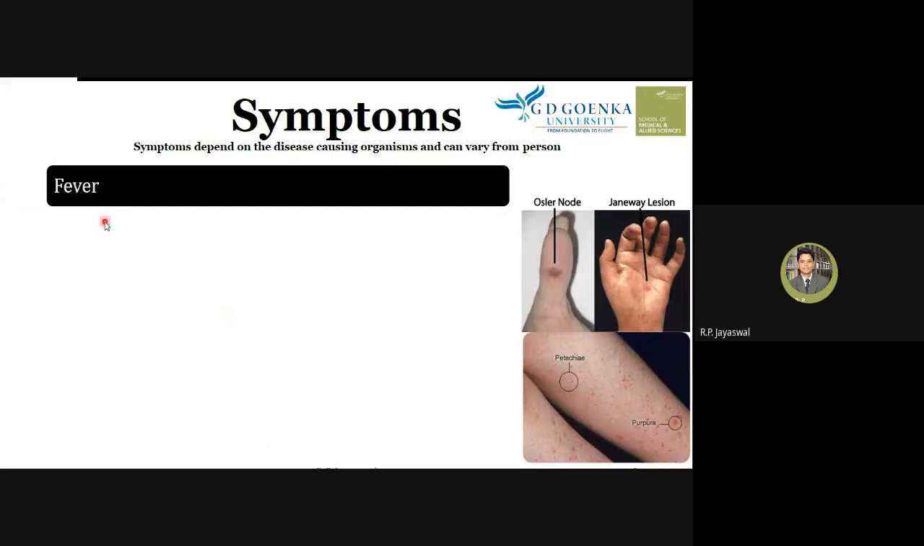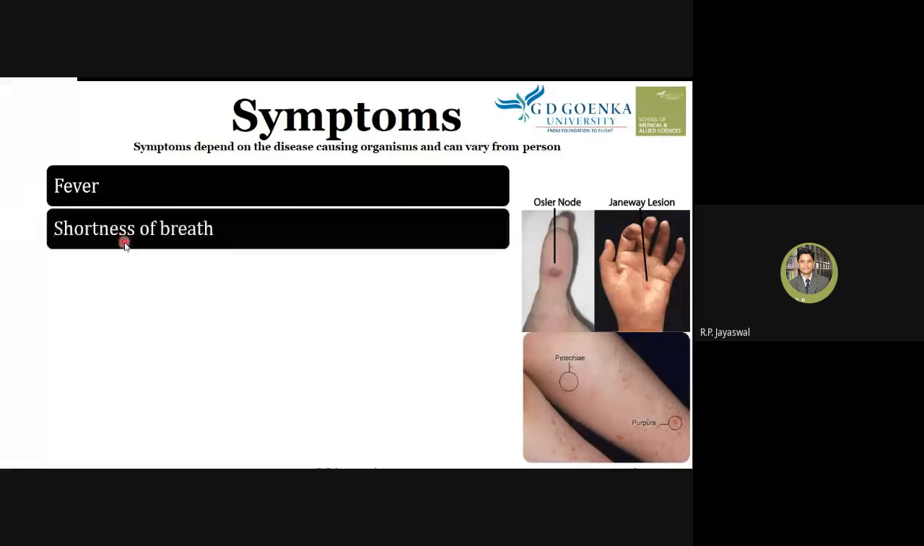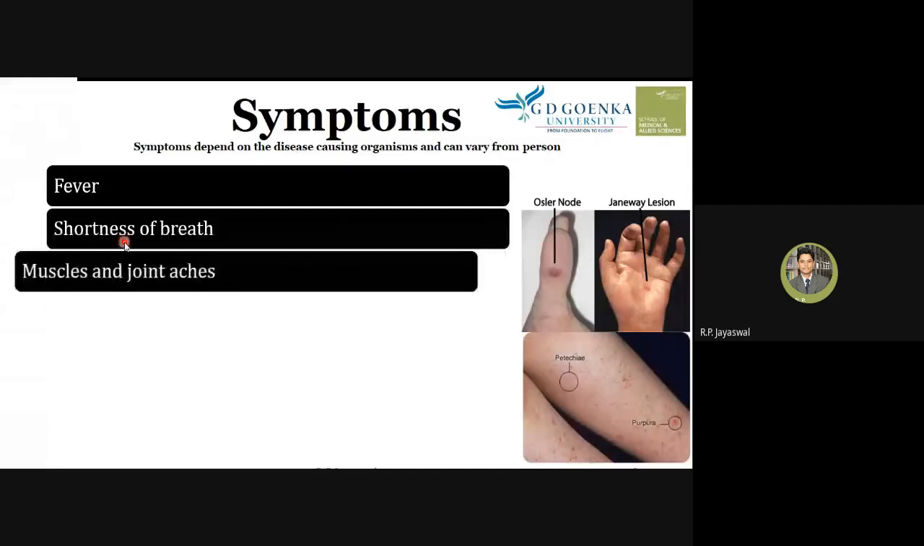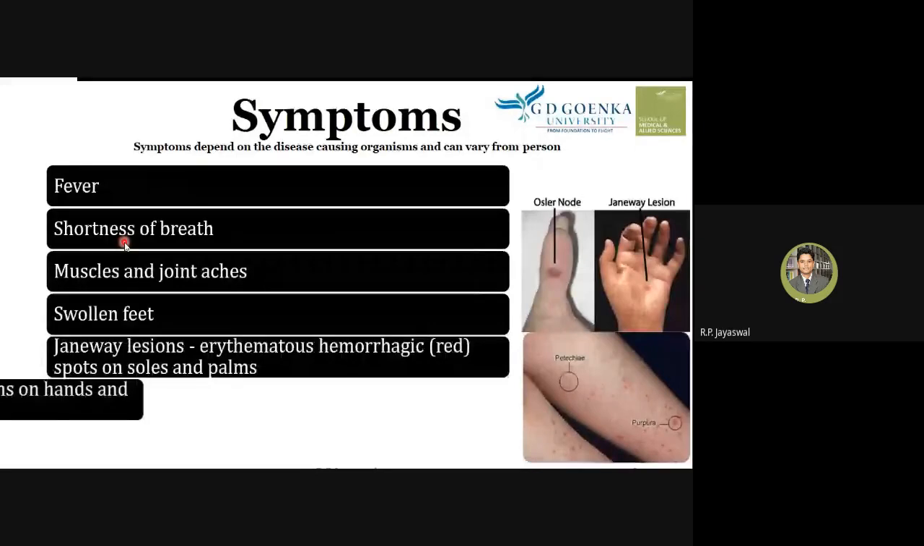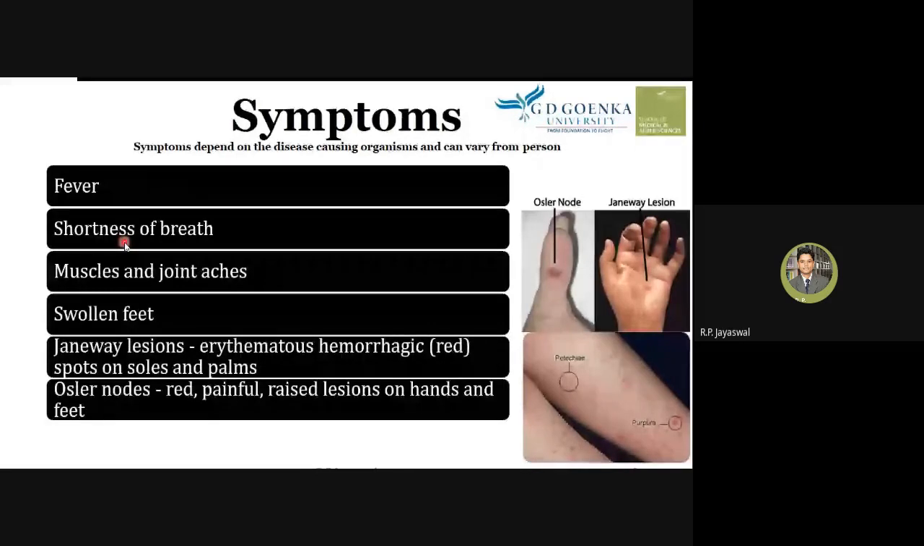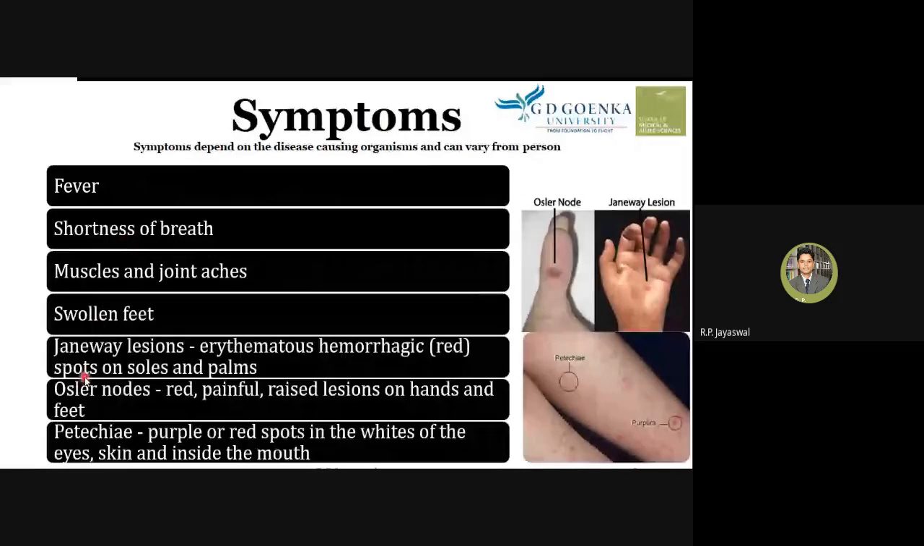fever, shortness of breath, muscle and joint ache, swollen feet, Janeway lesions, Osler nodes, and petechiae. So three specific symptoms are given. Janeway lesion, which we can see here, is an erythematous hemorrhagic spot, also known as a red spot, which usually occurs in the soles and palms. So here the palm has got the red spot.